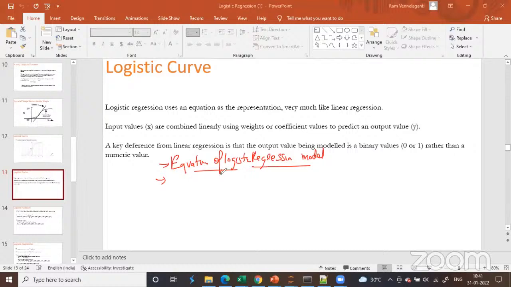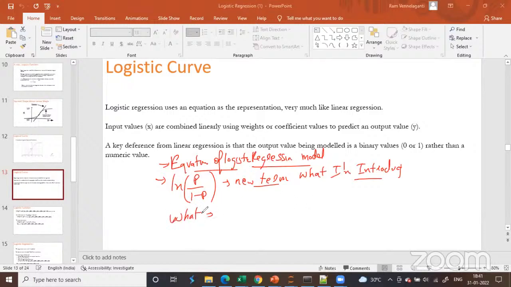I'm going to introduce one term. What is the term? The natural logarithm of p by 1 minus p. This is a new term that I am introducing. First follow what I am doing here, and then you will understand how I am doing this, and eventually you will understand why I have introduced this term, the natural logarithm of p by 1 minus p.